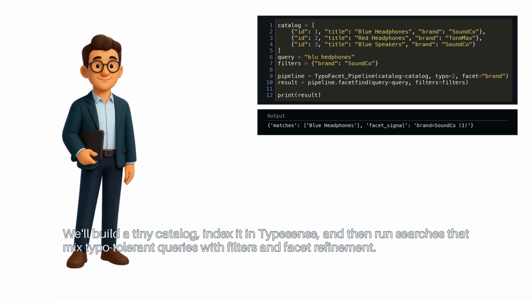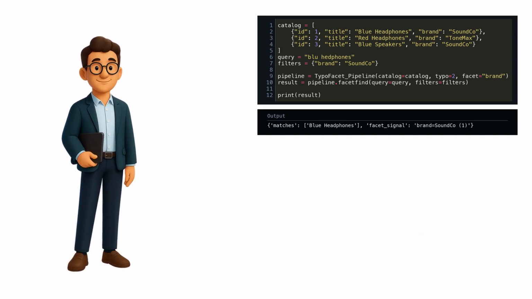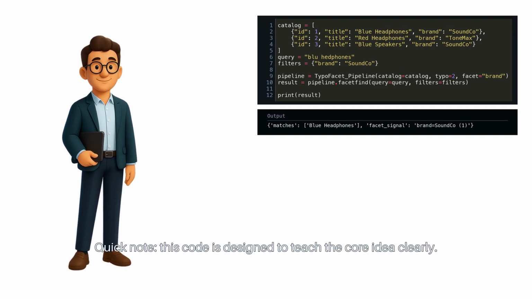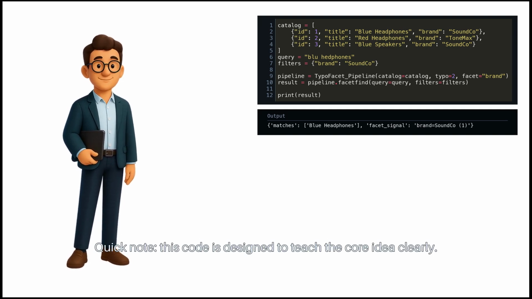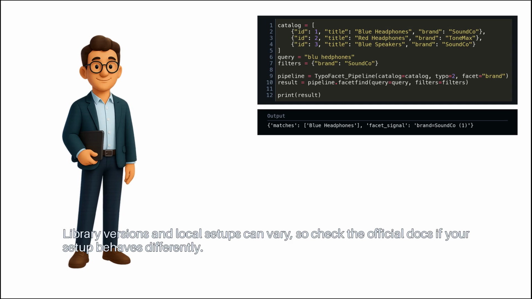We'll build a tiny catalog, index it in Typesense, and then run searches that mix typo-tolerant queries with filters and facet refinement. Keeping the dataset small makes it obvious how each step changes results. Quick note, this code is designed to teach the core idea clearly. Library versions and local setups can vary, so check the official docs if your setup behaves differently.